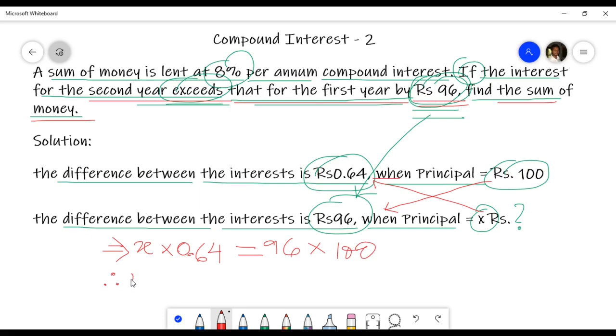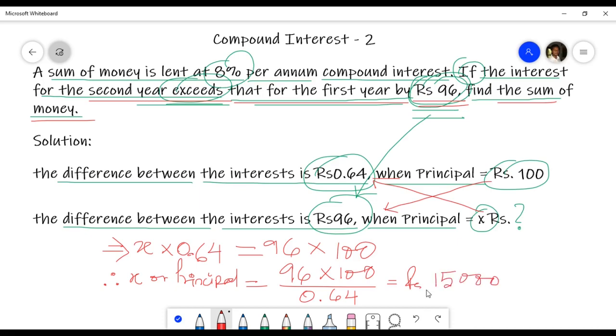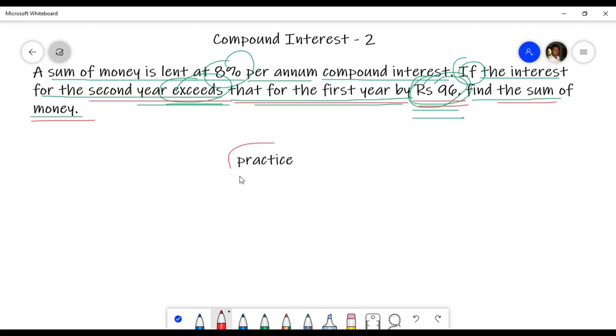So what are we going to do next? We have to make x the subject. What is x? We have written x for the principal. So x, or the principal, will be equal to 96 into 100 divided by 64 paise. You know the rule that when we take any number to the other side, if it's a multiplier, it becomes a division. So when you solve 96 into 100 by 64 paise, you will get the answer as rupees 15,000.